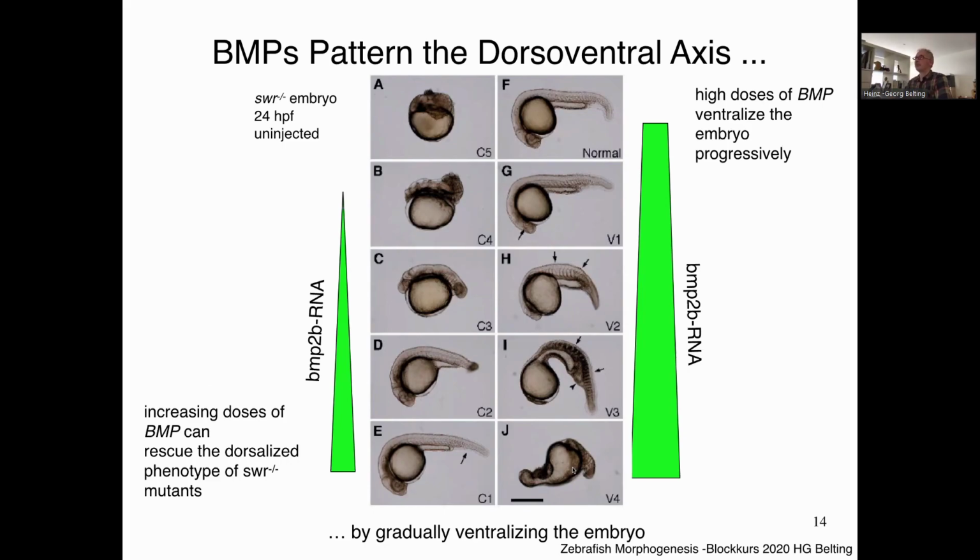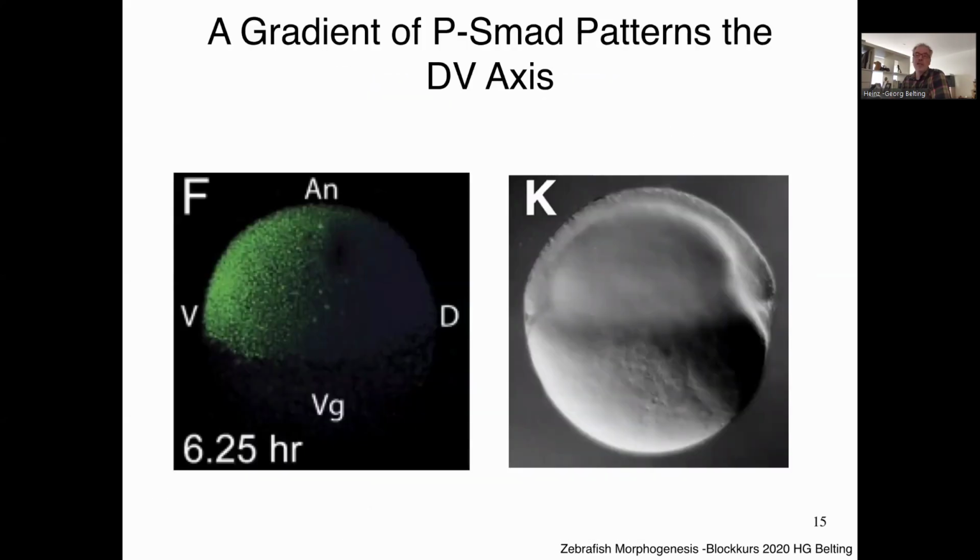Okay. So that means really BMP is an instructive signal that really is able to pattern the entire dorsoventral axis of the embryo. And somehow dose is important. How can dose be important? Well, the dose is important because BMP acts in a gradient, and cells that are receiving a high level of BMP signal are being more ventralized than the cells on the dorsal side. Somehow they seem to receive less BMP, and this is exactly what happens in the embryo.